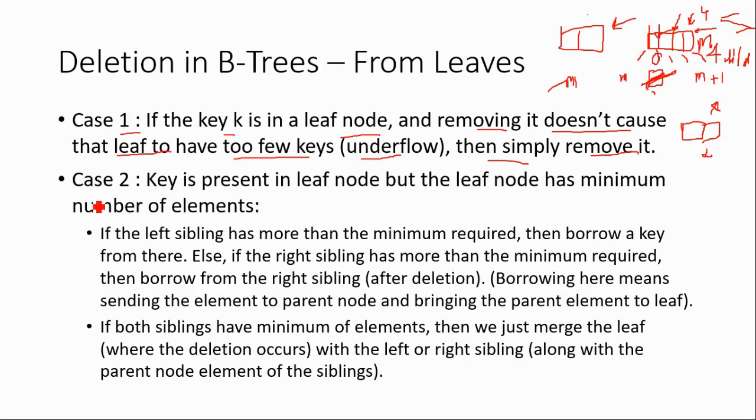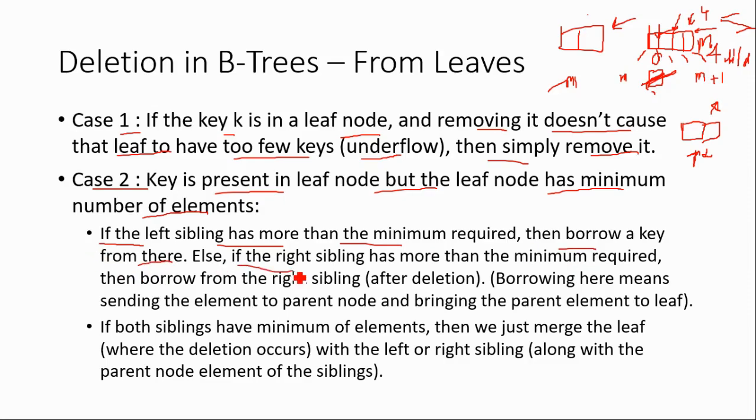Now case 2 deals with the situation when there are the minimum number of elements stored there and we have to perform a deletion from that node. So the key is present in a leaf node, but the leaf node has the minimum number of elements. In that case, we have to check the siblings. We proceed as follows: if the left sibling has more than the minimum number required, then borrow a key from there.